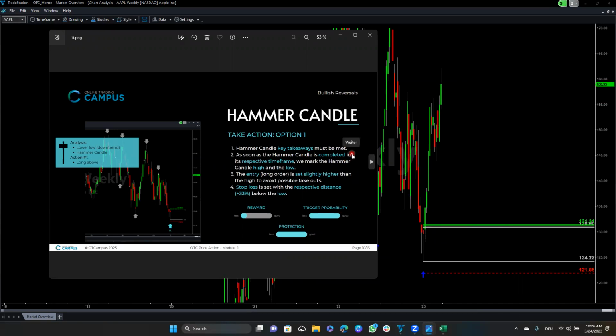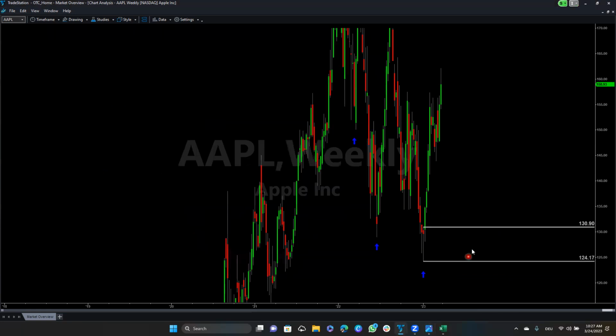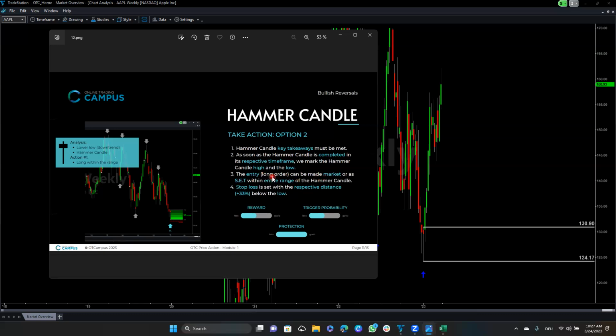That was option number 1. Let's go to option number 2. Okay, and remember guys, we talked about it here at option number 2. It's only different here for the entry. Again, hammer candle takeaways must be met. Done. The same like before. Same here. Hammer candle is completed in respective time frame. We mark the hammer candle high and low. Let me remove this one. That is our high and the lows. And then the entry long order can be made market or as a set within the entire range of hammer candle. And this is the point here.